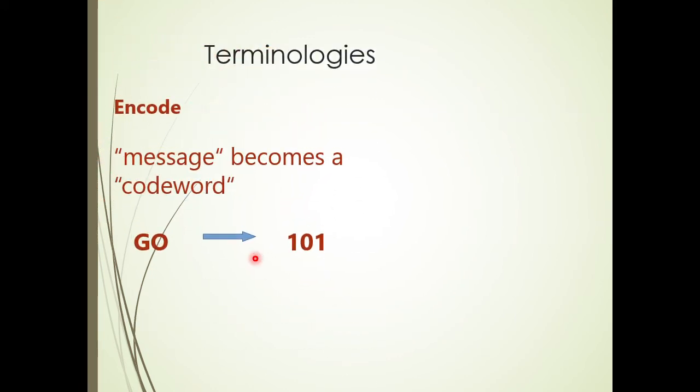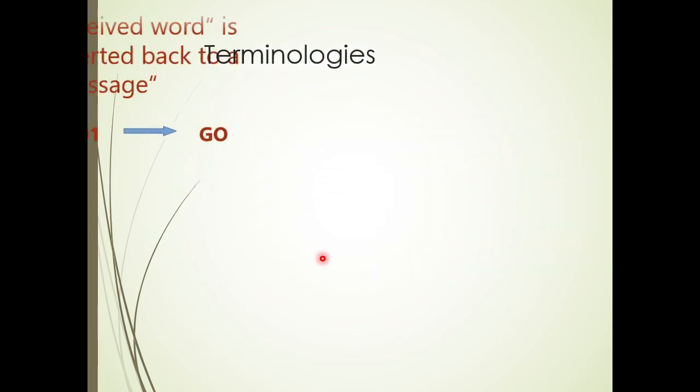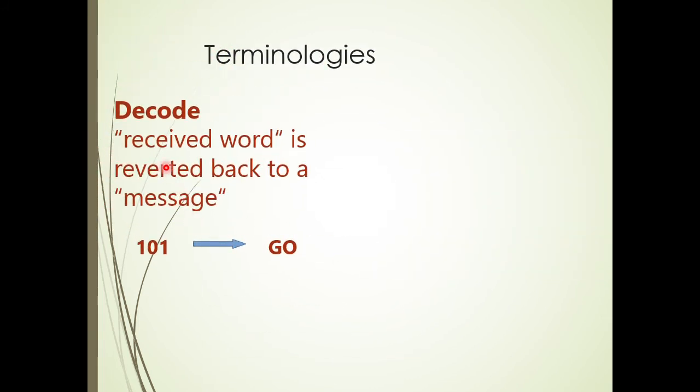Next, to encode means to transform the message into a code. For instance, go is transformed to 101. Or we can say go is encoded as 101. On the other hand, to decode means received word is reverted back to message. So received word, say 101, is reverted back to message.